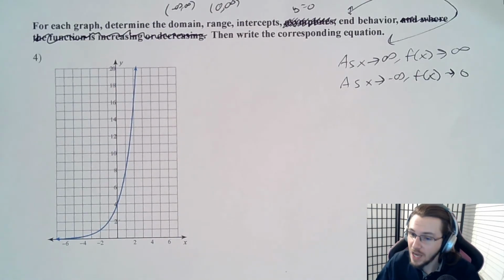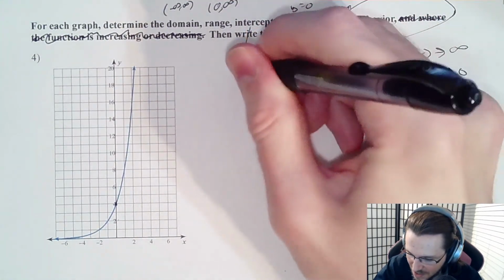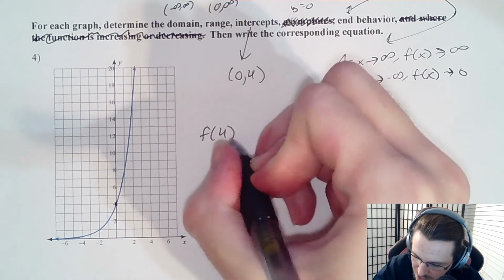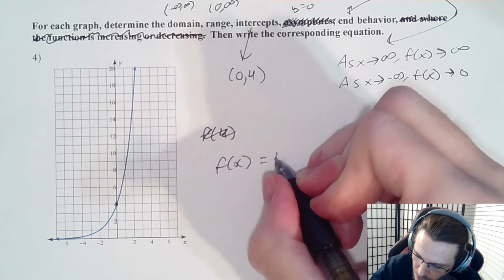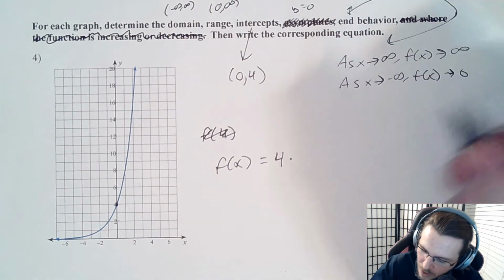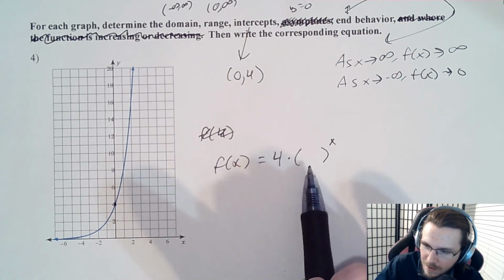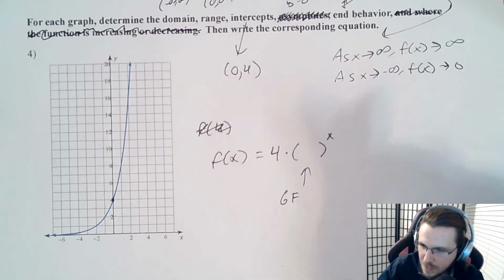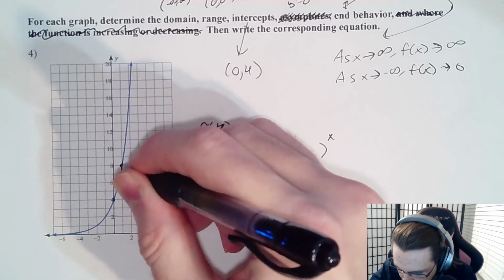After that, our y-intercept. This guy here is 0, 4, which means for our function f of x equals, we have a 4 right here in front, multiplied by something to the power x. Now remember that something, this is a little bit of thinking here. This guy right here is a growth factor, right? So it's how much you're multiplying by to get to the next value. So we got to figure out what the next coordinate is.